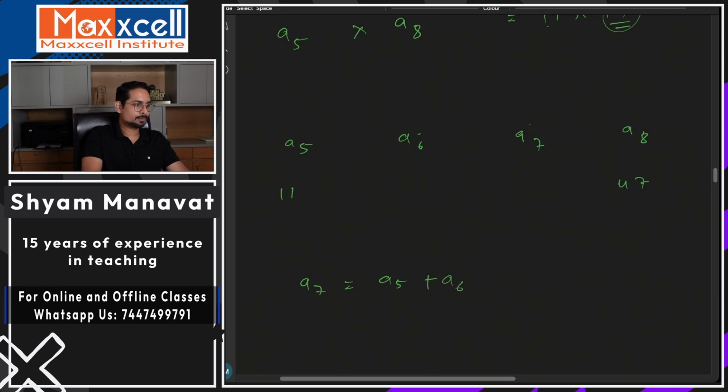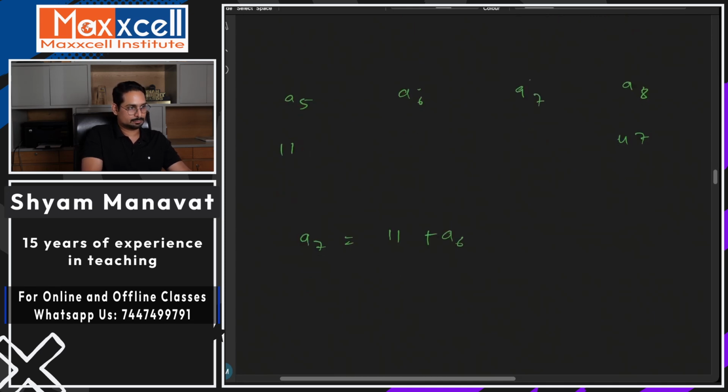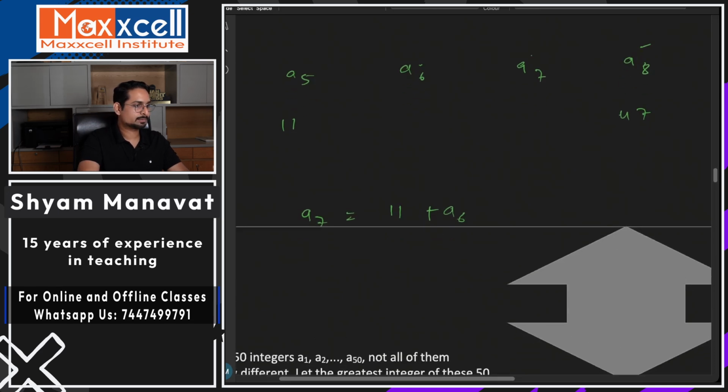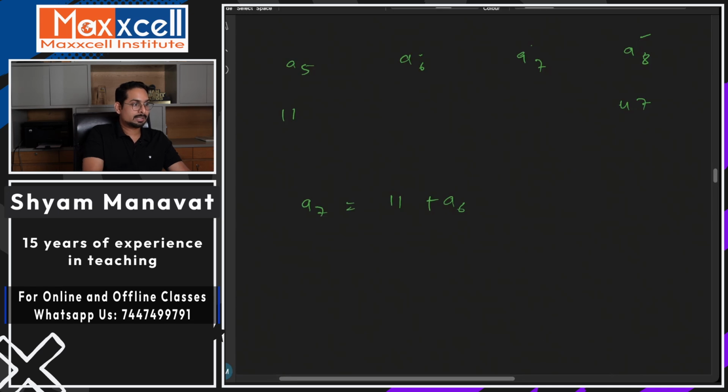Now A5 you got as 11. Now next, if I look at A8, A8 is equal to what? Look at that. Which value do we know? A8 is equal to A6 plus A7, right? Now A8, I know what is A8. A8 is nothing but 47.